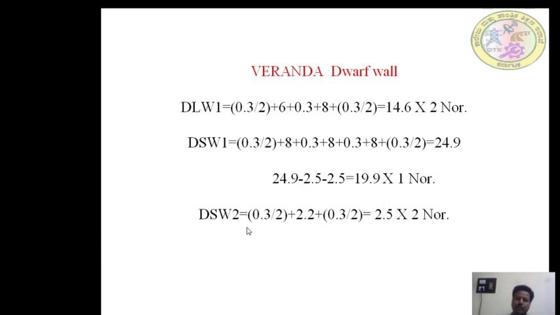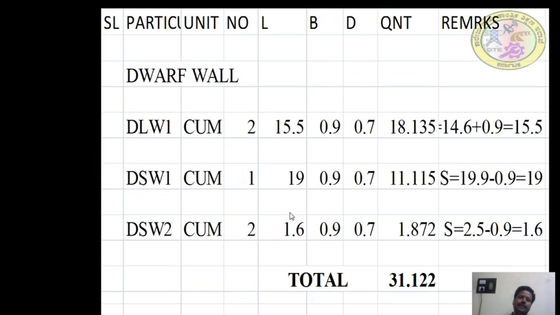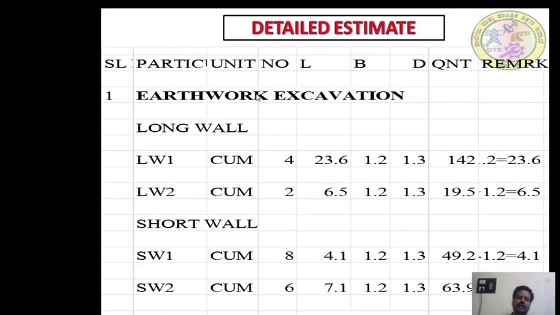So dwarf short wall 2 equals 0.3 by 2 on the side wall, and inner to inner 2.5. The 2.5 is the veranda width, so wall thickness is not considered. Then it comes to 2.2 plus wall thickness by 2, say 2.5 into 2 numbers. These are the main lengths of every long wall and short wall.